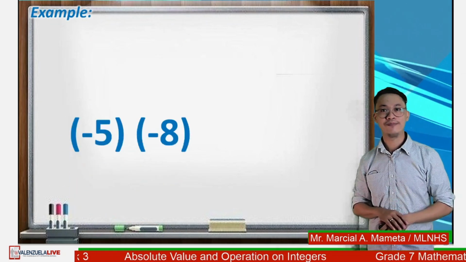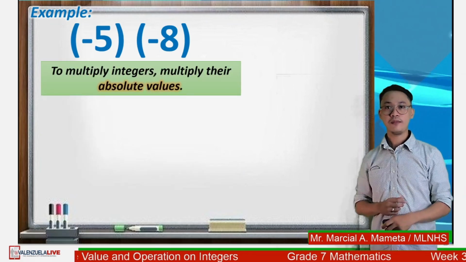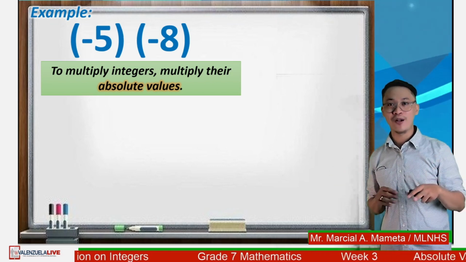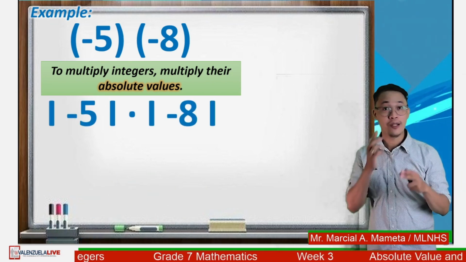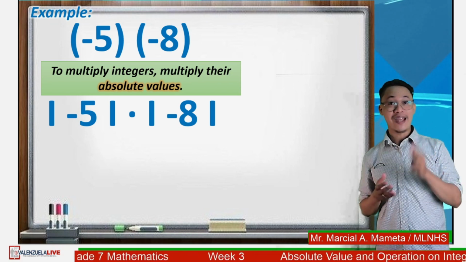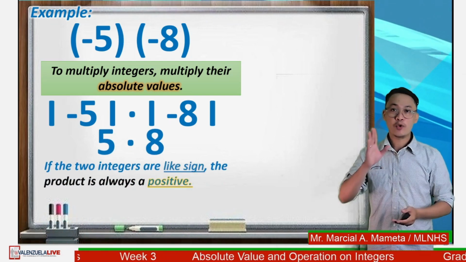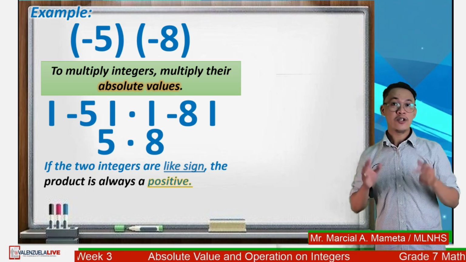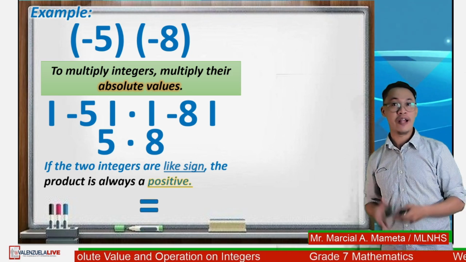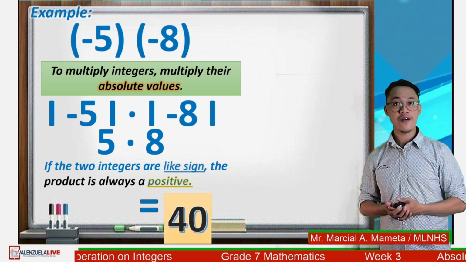How about this one? Negative 5 times negative 8. To multiply integers, again, multiply their absolute values. So we have the absolute value of negative 5 times the absolute value of negative 8. The result is 5 times 8. In this case, if two integers are of like sign, the product is always positive. So therefore, the result for negative 5 times negative 8 is equal to positive 40.